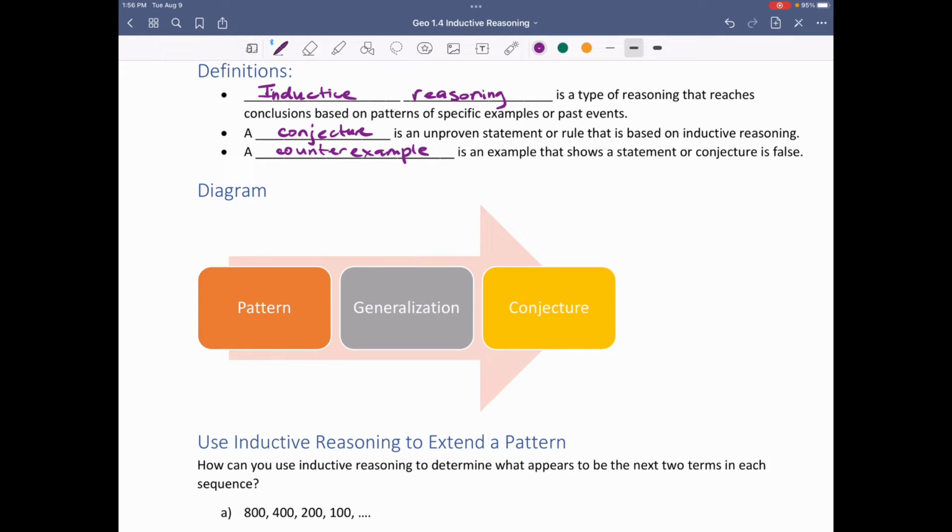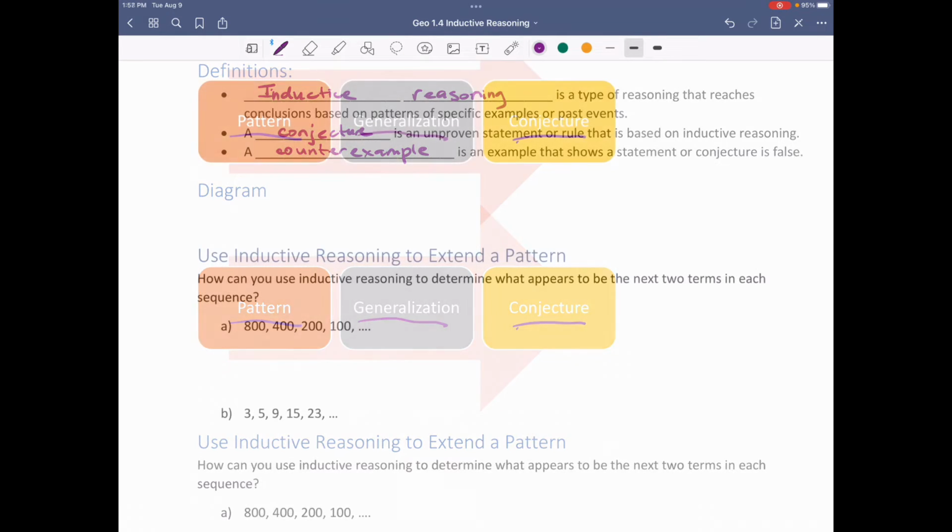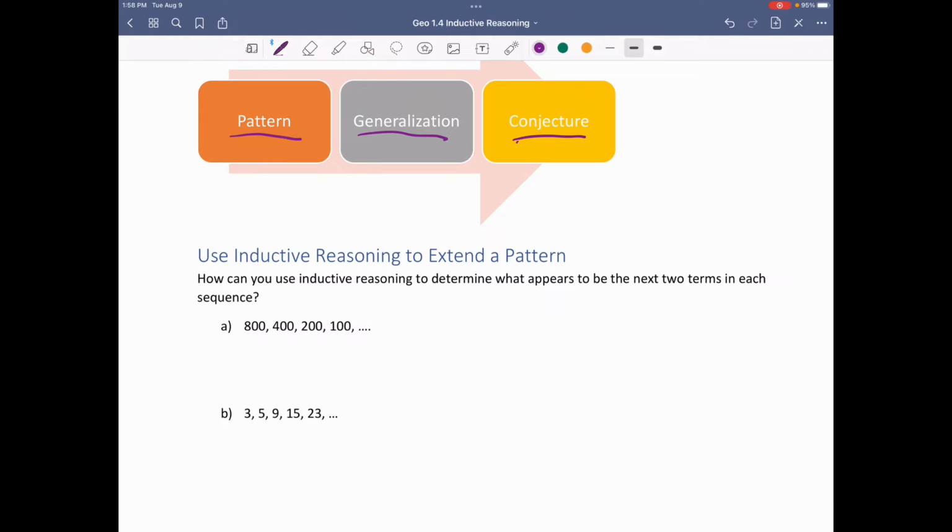Here's a diagram for an overview of this topic. From patterns, we can make generalizations, and from the generalizations, we can make the conjectures. Now, we will use inductive reasoning to extend a pattern. So how can we use inductive reasoning to determine what appears to be the next two terms in each sequence?